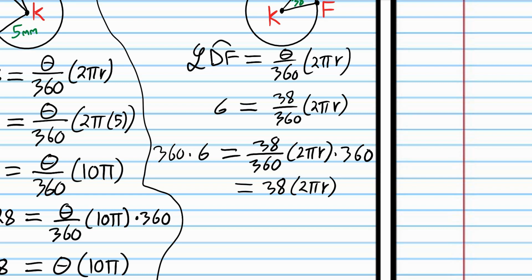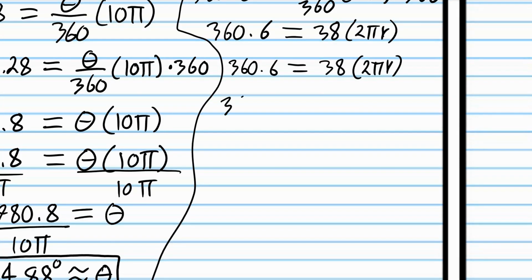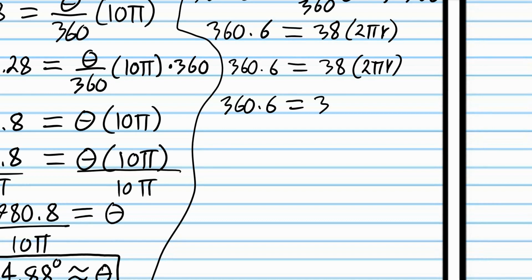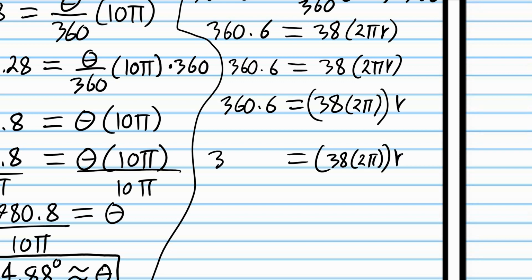360 times 6 is equal to 2,160. And you know what, I'm just going to leave it as 360 times 6 just to demonstrate the principle. And what I'm going to do is kind of regroup this stuff. I'm going to say 38 times 2 pi times r. So you can consider all this stuff to just be one big constant. And so we're going to divide by all that stuff. I know this seems kind of complicated, but it's really not. It's just basic arithmetic. So we're going to divide both sides by 38 times 2 pi.